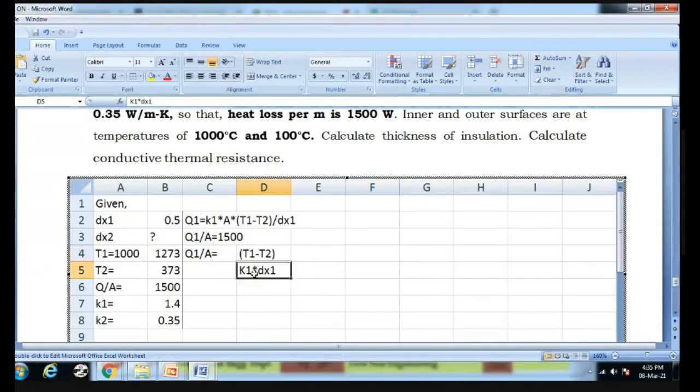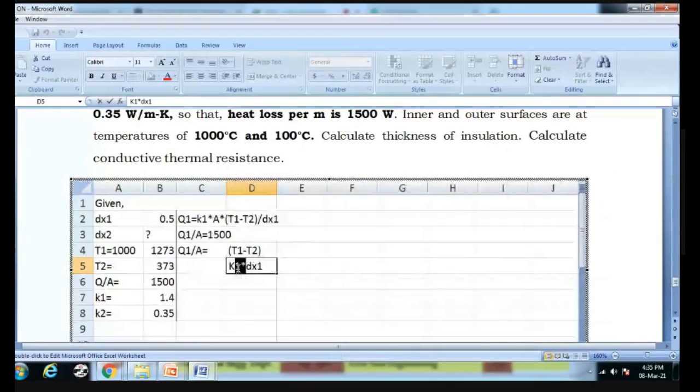K is coming on this side, no, it is numerator, denominator, it will not come here. It will be dx1 upon K1.